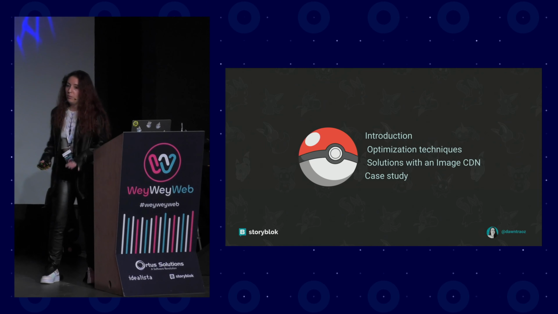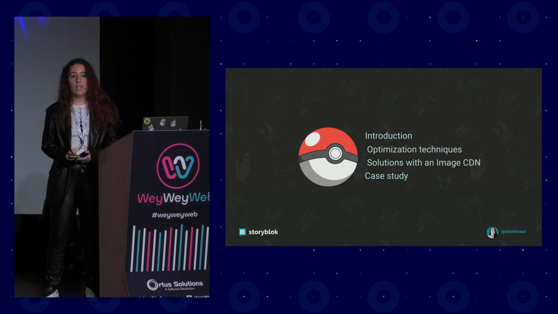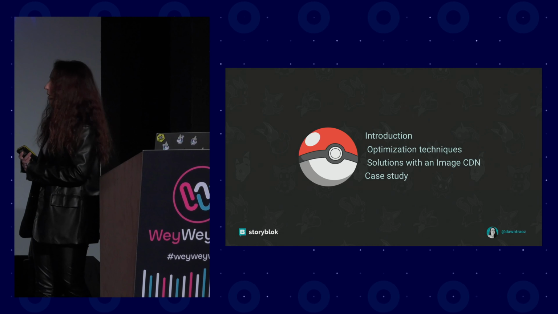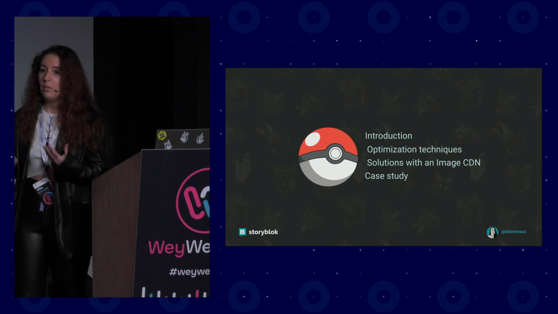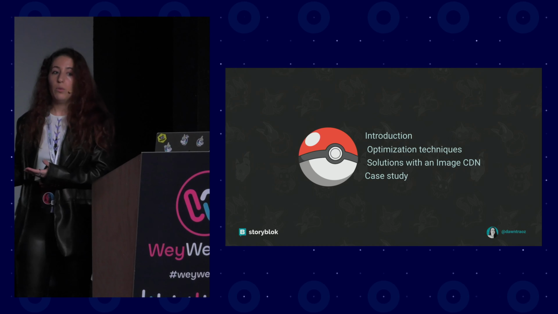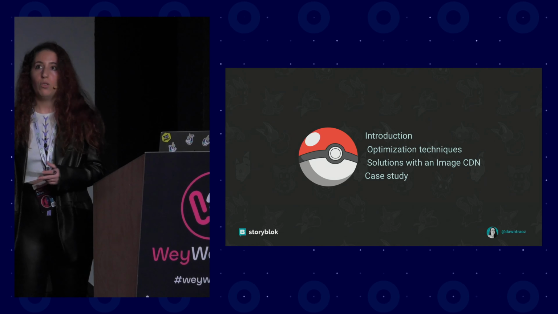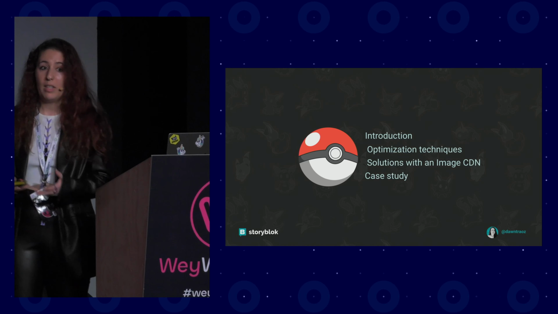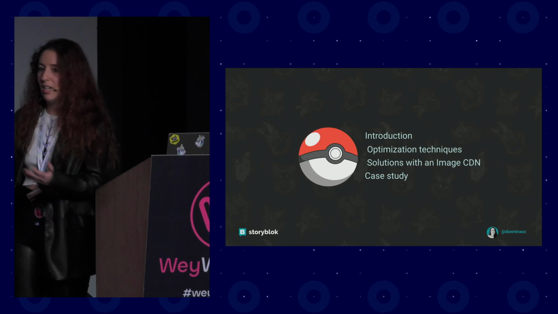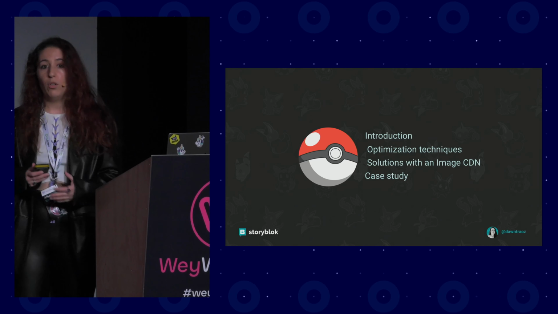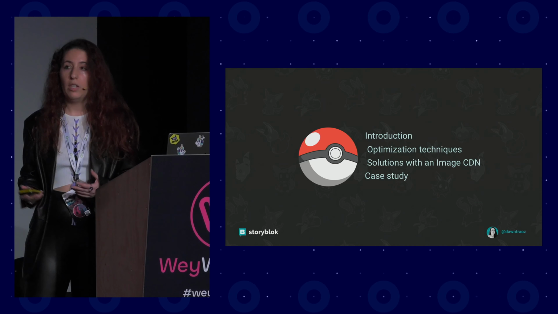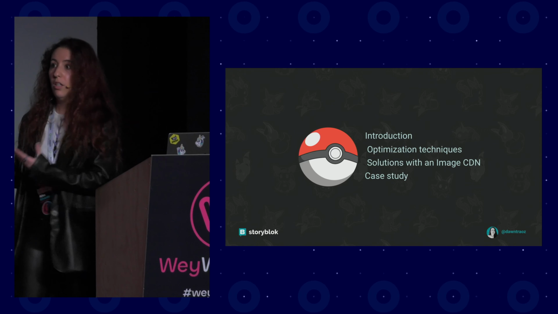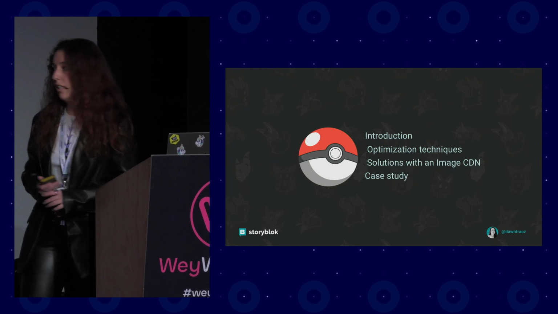In this talk, I will show you an introduction about web performance, about image optimization, and what is Jamstack, just in case you are not aware of this architecture. Then I will show you the optimization techniques we have, with solutions in the theoretical part and also the practical part that you can use while using an image CDN or image service, which I will also explain. And then we will see a small case study I made using Storyblok, because Storyblok is a headless CMS, but also provides an image service.